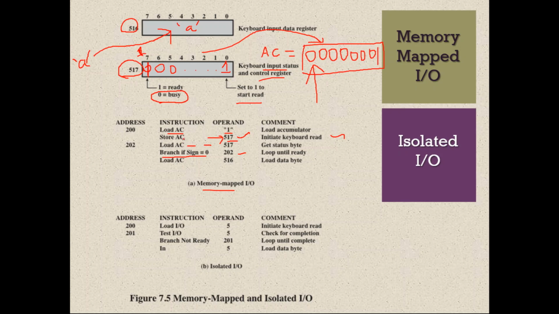Again we are giving here what? Load accumulator. Are you following? First store accumulator with 1. Then store accumulator to 517. This 1 coming to 517 means perform read.